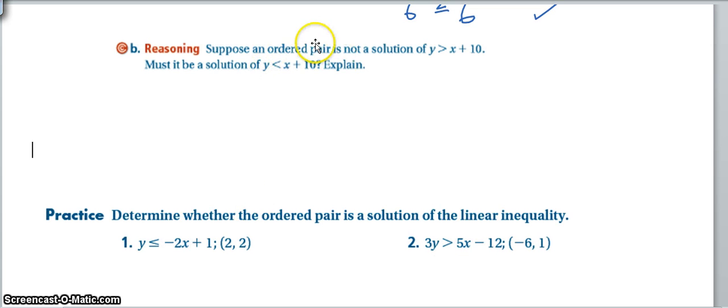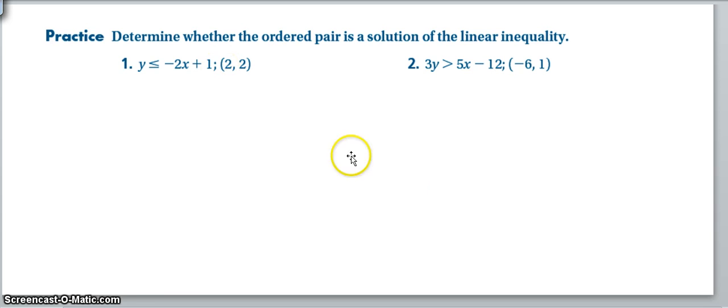So pause this and think about it for a second. Suppose an ordered pair is not a solution of y greater than x plus 10. Would it have to be a solution of y less than x plus 10? Pause and think about that. And the answer would be no. The point could in fact be on the line x plus 10, and if it was on that line x plus 10, then it would not be a point solution to either of them.